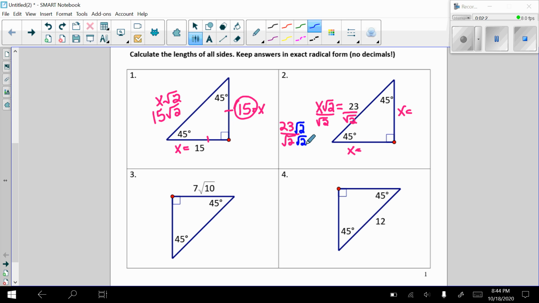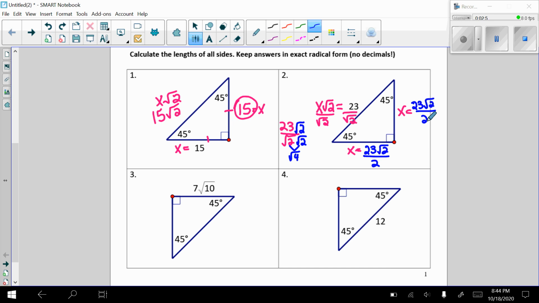What we get for our side lengths will be 23 root 2 over 2. And if you recall, what we did here is we actually created a perfect square, which was root 4, and the square root of 4 is 2. So just so you know why that happened. So this side will also be 23 root 2 over 2.